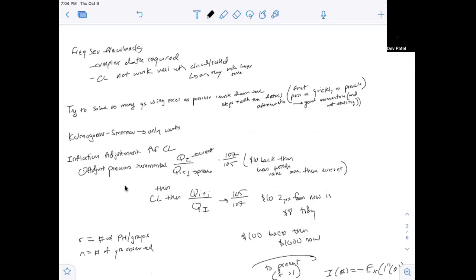Kolmogorov-Smirnov only works with individual data points, right? Individual data points. Group data points is very good for chi-squared.